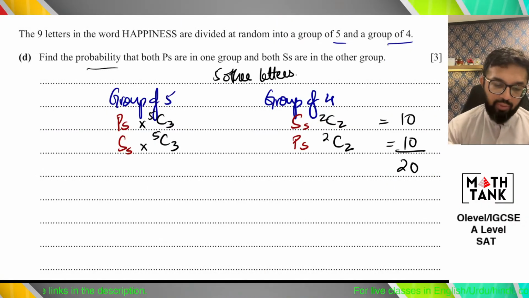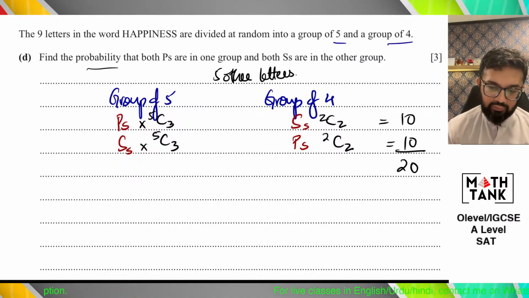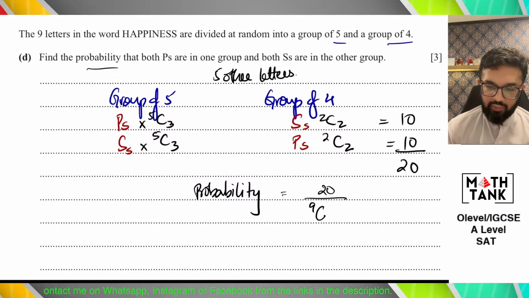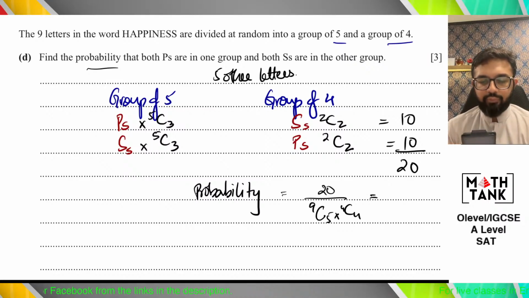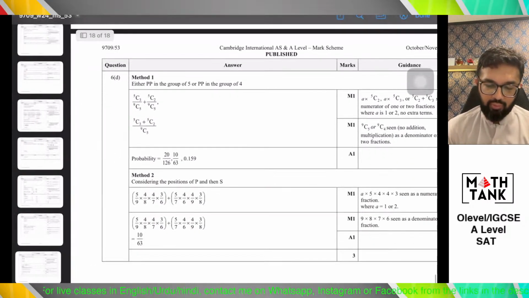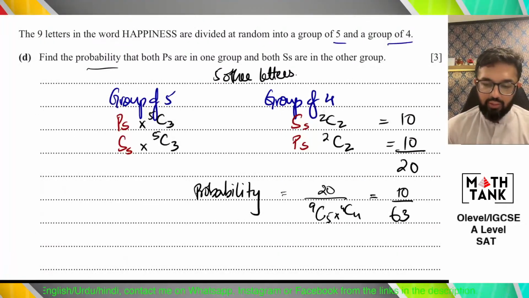I want to find the probability. Okay, so probability will be 20 over 9C5 into 4C4. 20 divided by 126 gives me 10 over 63. Okay, that's the correct way of doing it.